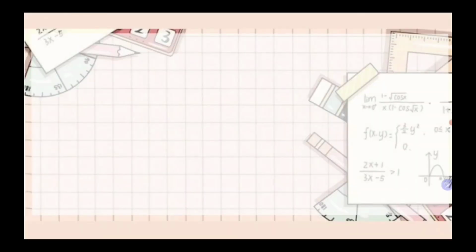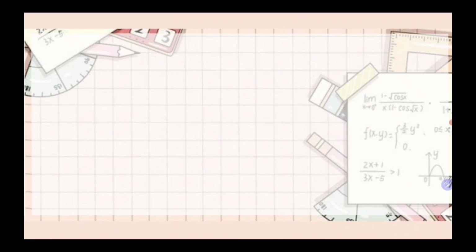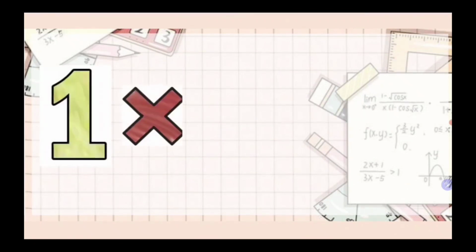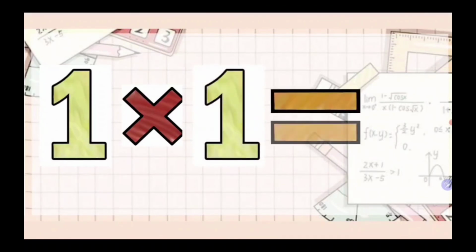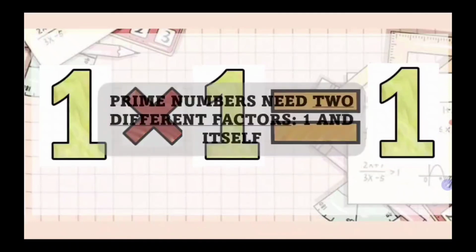How about 1? Is 1 a prime number? Well, the number 1 only has one factor, and that is 1. 1 times 1 equals 1. To be a prime number, it needs to have two different factors, which can only be 1 and itself. Since 1 only has one factor, therefore 1 is not a prime number.